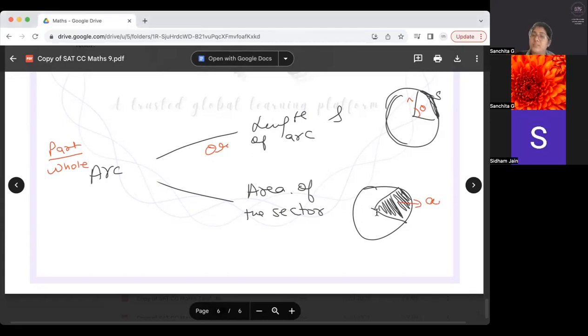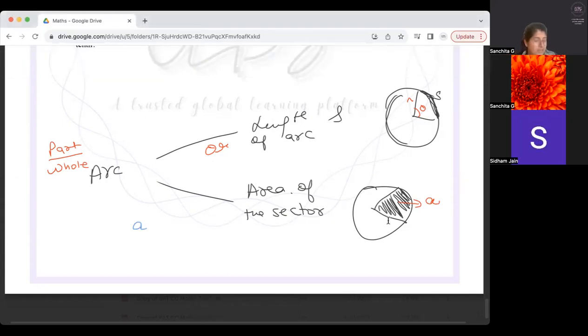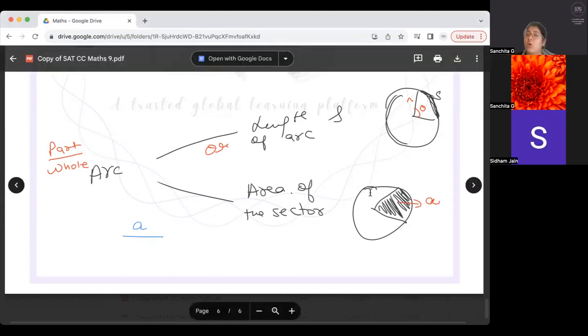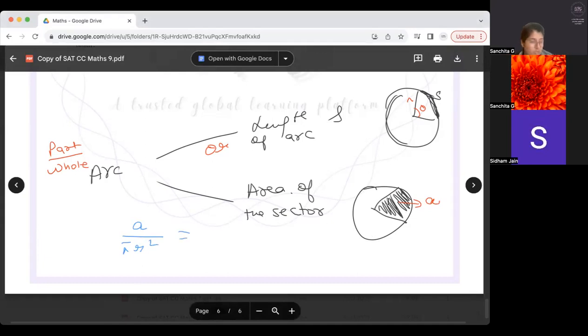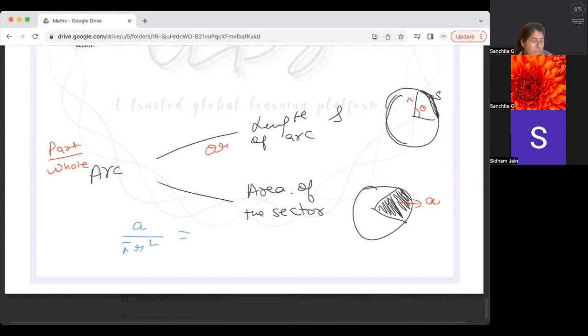So what is the area of the sector? Part is A. Whole area, the whole circle area, is pi r square, is equal to the degree. Same, I'll put 70 degrees, divided by the whole, which is 360 degrees. Right hand side is the same. Even for length, what did I do? S divided by 2 pi r. For length the right hand side was the same, 70 by 360 degrees.